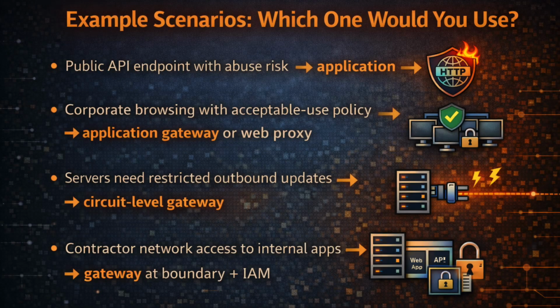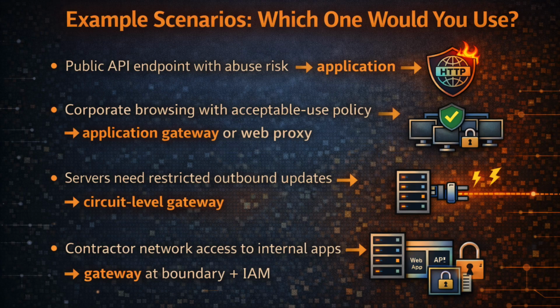Let's apply this. If you're protecting a public API from the internet, you want an application gateway because you care about request patterns, endpoints, and authentication. If you're managing corporate web browsing, an application-aware web proxy can enforce categories, identities, and detailed logging, so this often leans application gateway. If you have servers that only need outbound access for patching and updates, a circuit-level gateway is a clean choice. Allow sessions only to approved update destinations and block everything else.